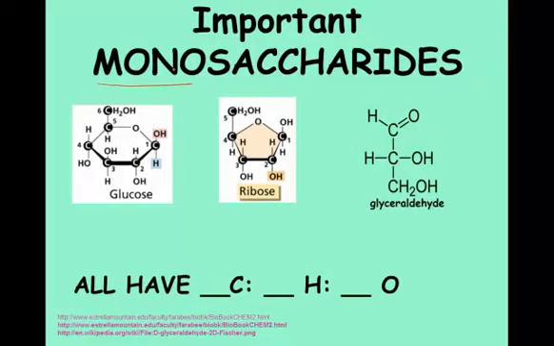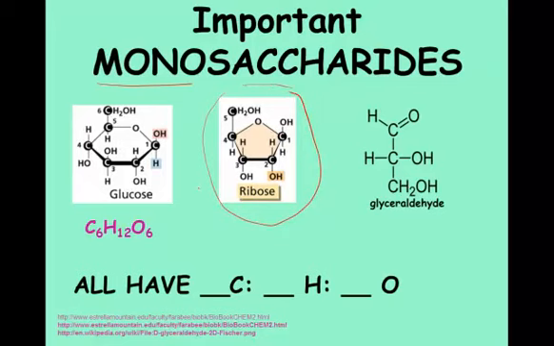And remember the chemical formula for glucose is C6H12O6. This second little picture is showing you another kind of sugar. It still has that 1 to 2 to 1 ratio. It's called ribose, and ribose is an important sugar.